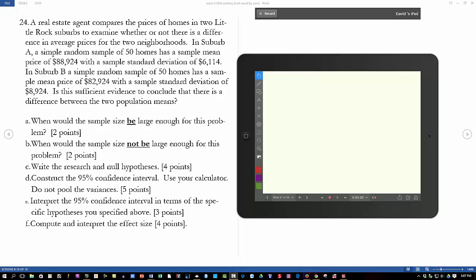It's large enough as long as there are no extreme values. Outliers and skew are okay. When would the sample size not be large enough? Anytime there was an outlier.